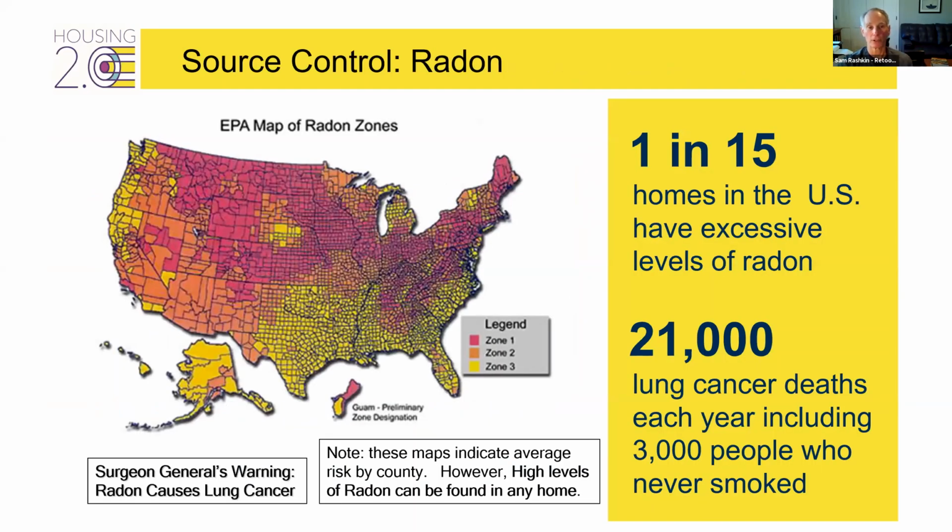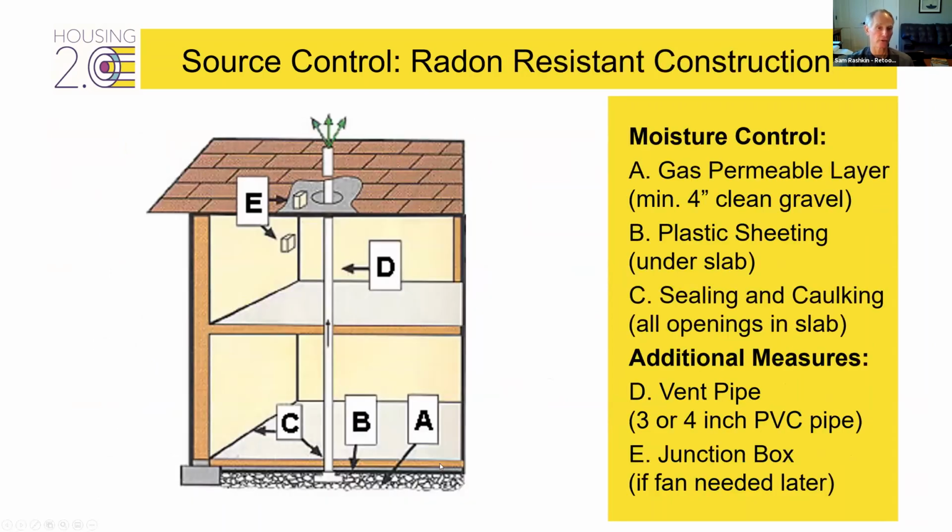For radon, we know the locations where it's a risk. 1 in 15 homes have excessive levels of radon. Most significantly, 21,000 lung cancer deaths each year are attributed to radon, and that's with 3,000 people who have never smoked. So this is a huge health issue in the country. And the systems are so simple.